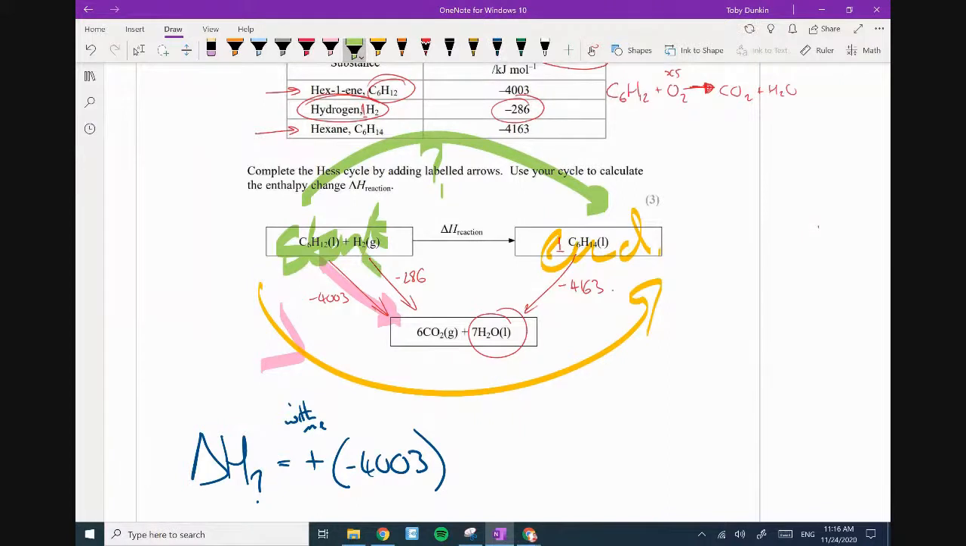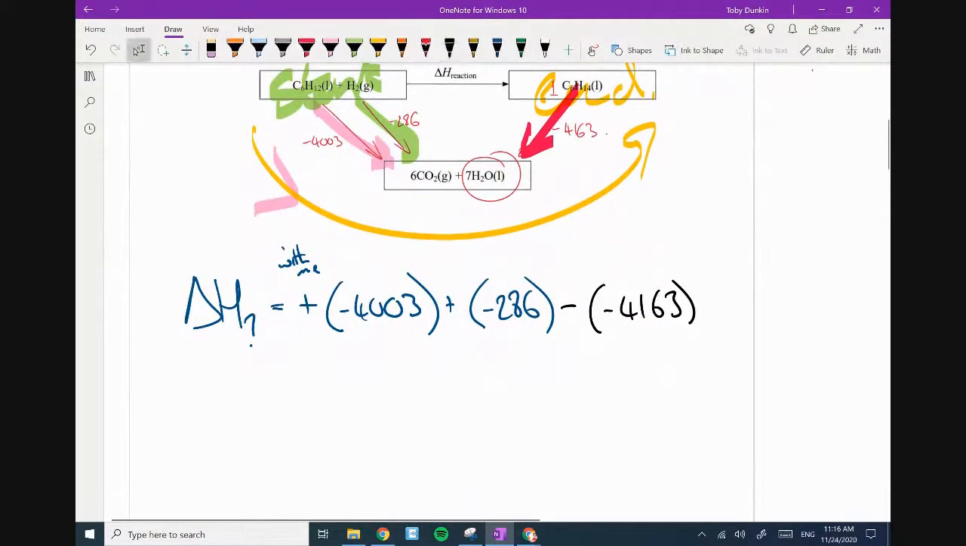This one is also with me, so I'm going to add that one as well. So plus brackets minus 286, close brackets. This one over here is against me, so I'm going to minus it. So minus brackets minus 4163.